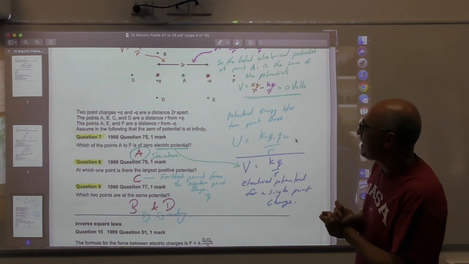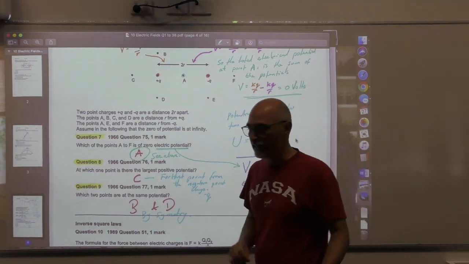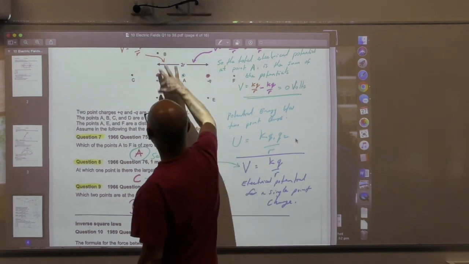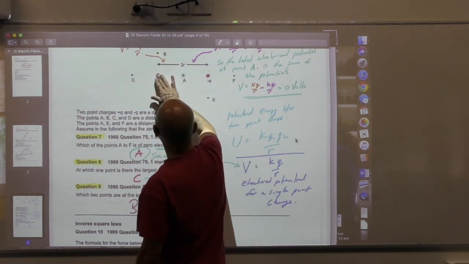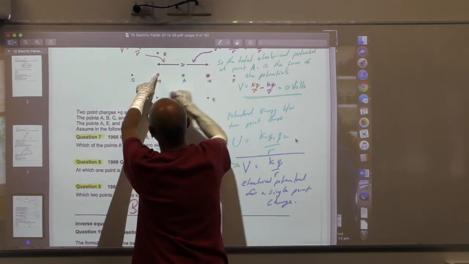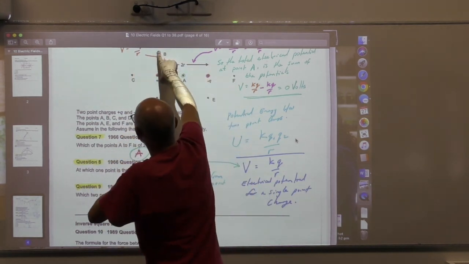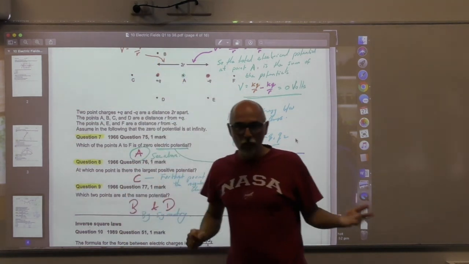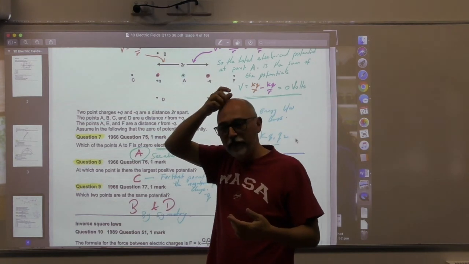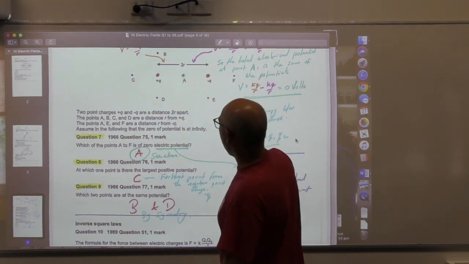Which 2 points are at the same potential? That's another question of symmetry. They are the same distance away from this charge, and they are also the same distance away from this charge. So it means that these 2 points have equal electrical potentials because of their separation.